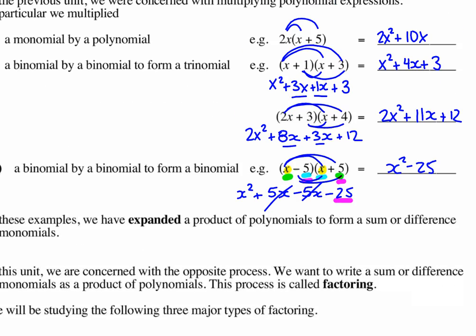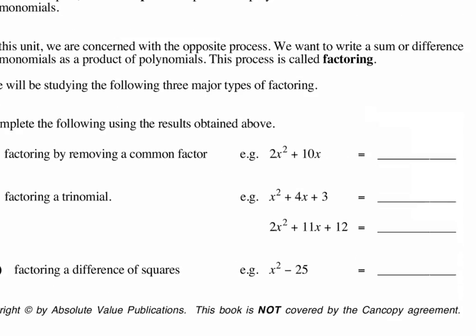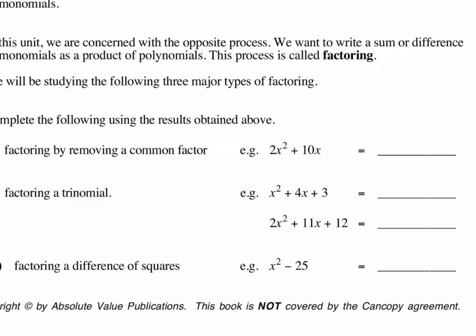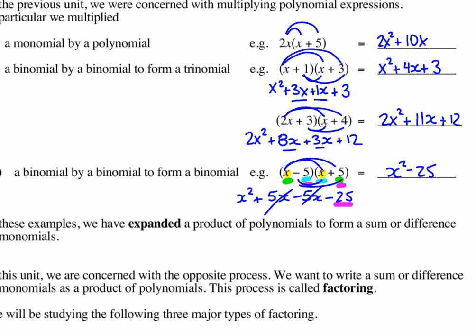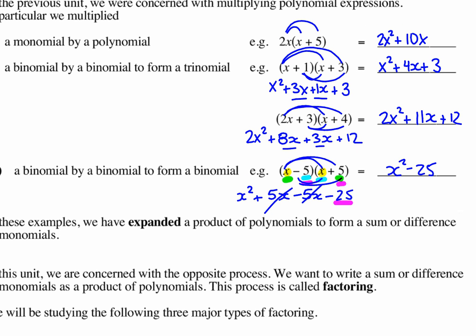Okay, so looking back, if you compare to the top, 2x squared plus 10x can actually factor to be, if we go backwards, 2x times x plus 5, if we're comparing it to the numerator, right? So we could say 2x squared plus 10x is equivalent to 2x times x plus 5. Would you agree? Because we expanded and that's what we got. So to go backwards.